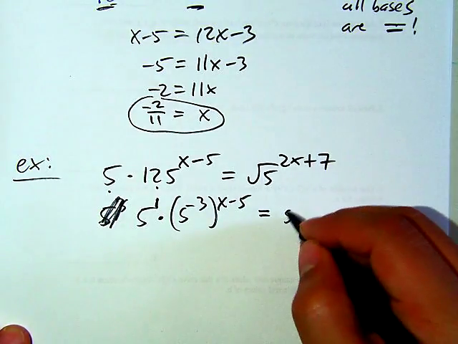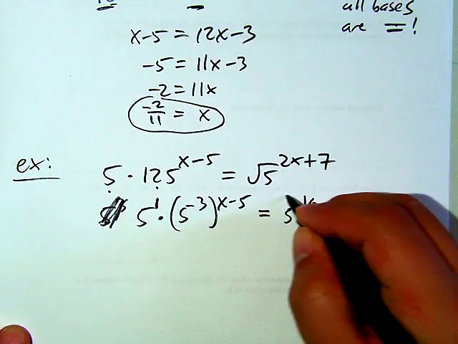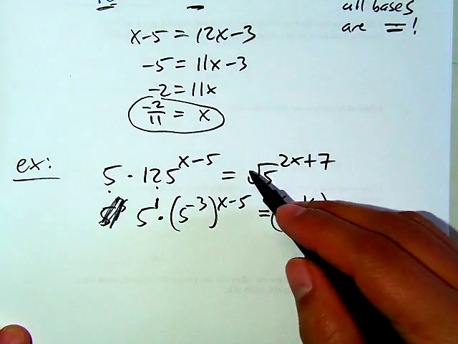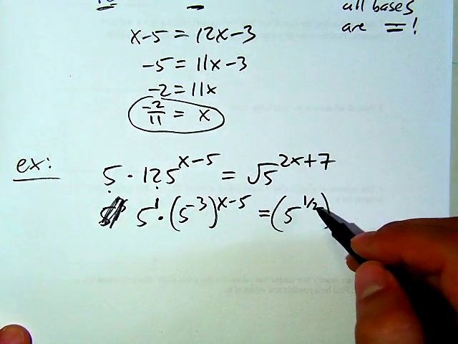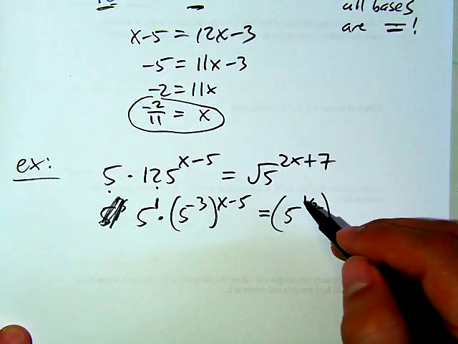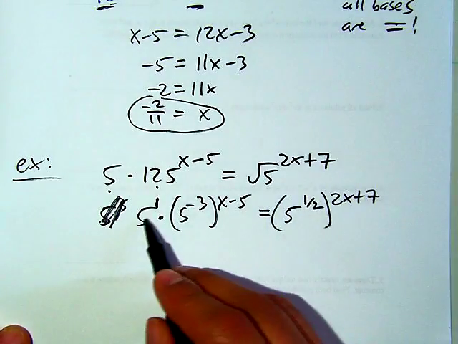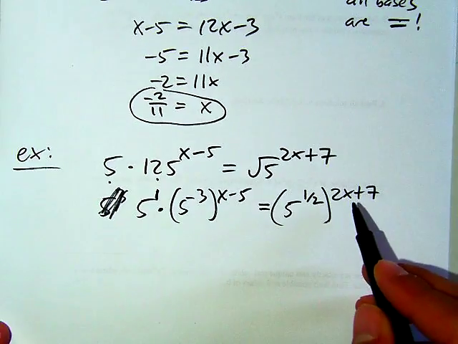On the right, the square root of 5 is the same as 5 to the 1/2. A square root is the same as a 1/2 exponent. If this were a cube root, you can do 1/3. If this were a 4th root, you could do 1/4, and so on. Okay, so your first step is to get all the same base.